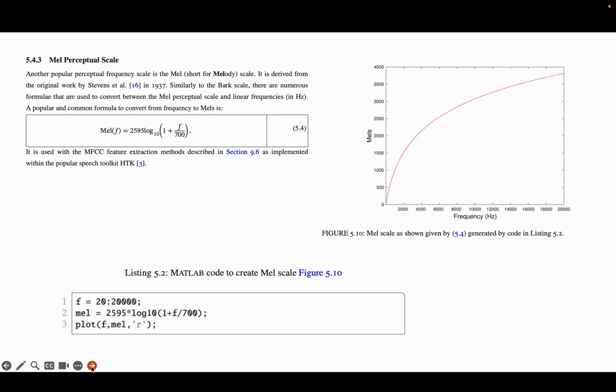The other scale is the MEL scale, short for melody, also derived very early. Also relates a unit called MELS. The MEL scale can be converted also to frequency in hertz, and it is more often used in music. So once again, a plot that relates MELS to frequency, and the MATLAB code that would generate said plot.